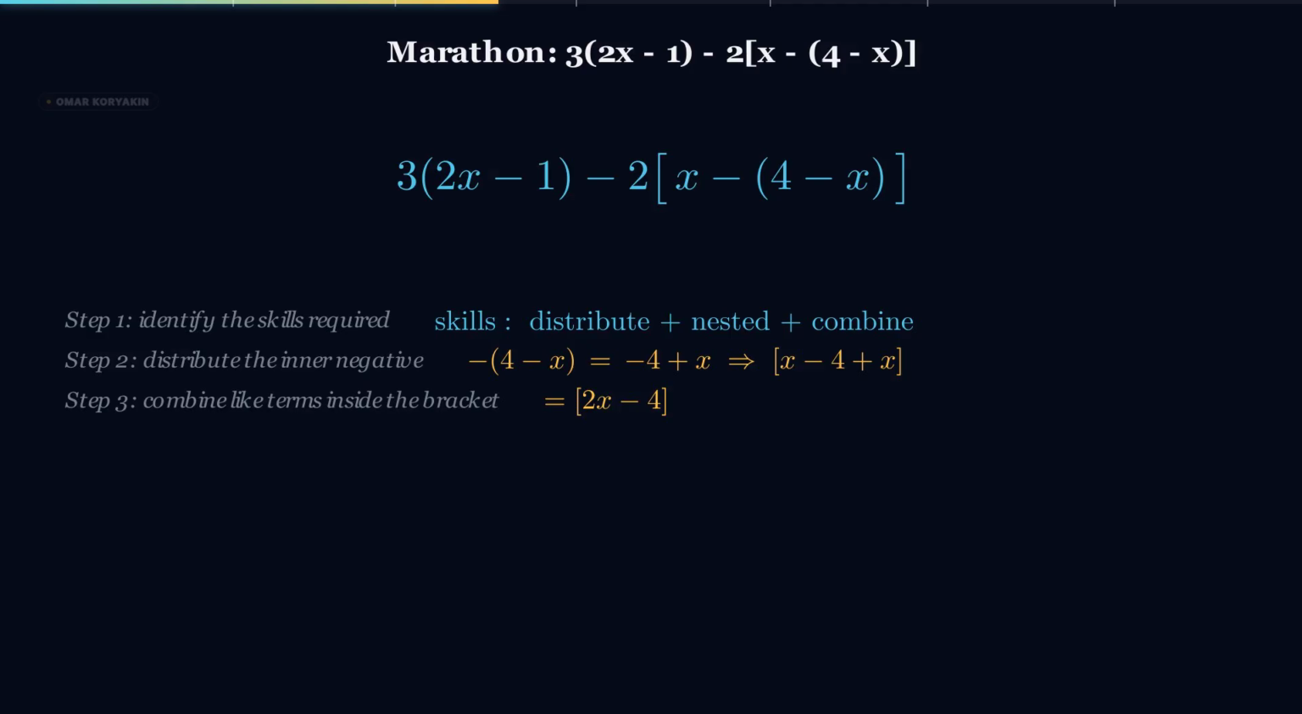The expression now reads 3 times the quantity 2x minus 1 minus 2 times the bracket containing 2x minus 4. Step 4. Distribute both outer factors. 3 times the quantity 2x minus 1 becomes 6x minus 3. Negative 2 times the bracket containing 2x minus 4 becomes negative 4x plus 8. The expression now reads 6x minus 3 minus 4x plus 8 with all parentheses and brackets gone.